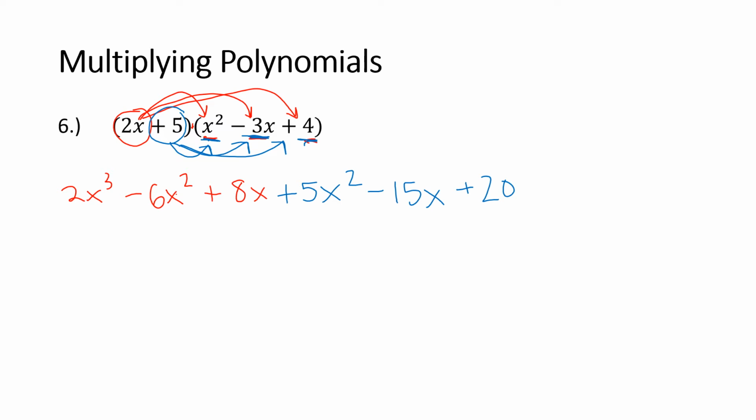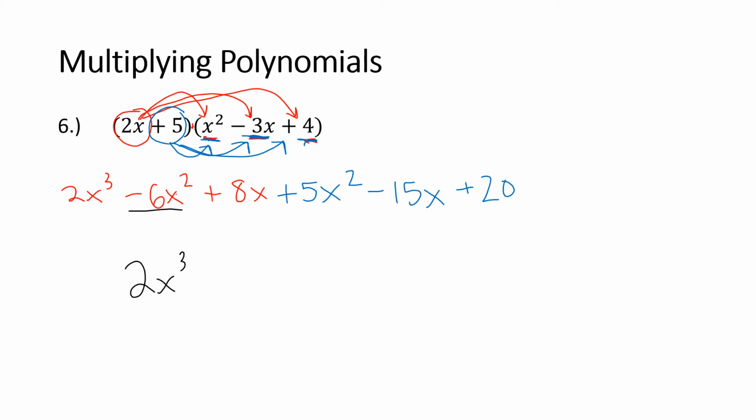Now, once you have finished multiplying everything together, all you're left with is addition and subtraction. Here is where you want to combine like terms. So always start with your highest exponent. That 2x cubed is going to go first. And then look at your x squareds.